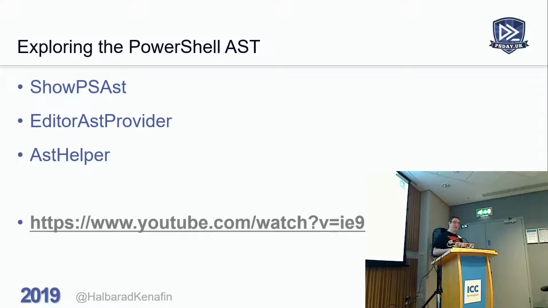There's editor AST provider, which is for VS Code, and basically you can use the current file as a file provider, and you can drill through and look through the AST as if it was a file system or a registry, like any other provider. And AST Helper has a bunch of methods for finding stuff in the AST, which kind of abstracts away some of the abstractness, if you want to say.